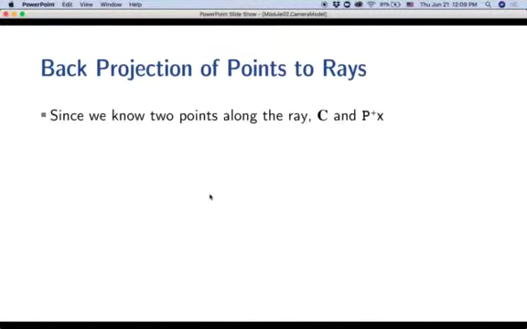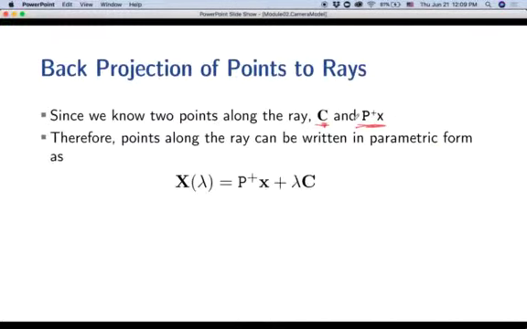So I know one point along the ray, which is C, and I know the second point along the ray, which is P plus X. So that's all I wanted. I can write them in a parametric form now. All the points along that ray can be parameterized by lambda, which is P plus X, one point, and then lambda C, which is the second point. As I change lambda, I'll move along this ray. That's actually a very powerful result, because now I know how to back project a point onto a ray.